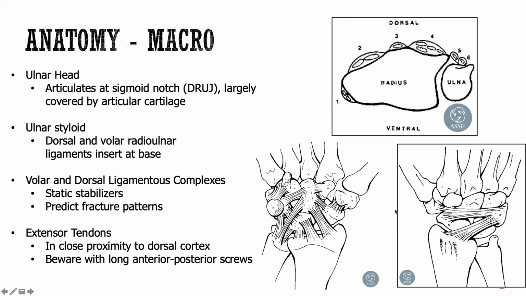Extensor tendons are another thing to be concerned about because they're in very close proximity to the dorsal aspect of the distal radius and ulna. So things we can do with these potentially is injure them with our screws if our hardware goes too far, or rupture in specific types of fractures.